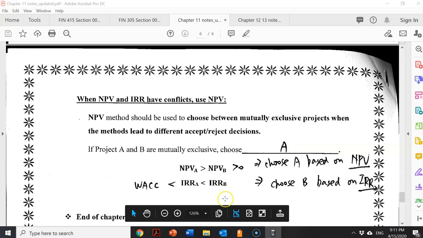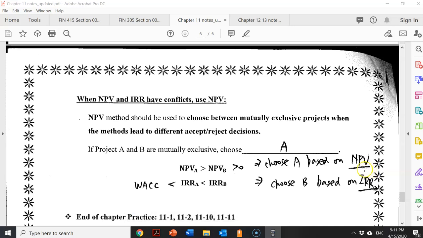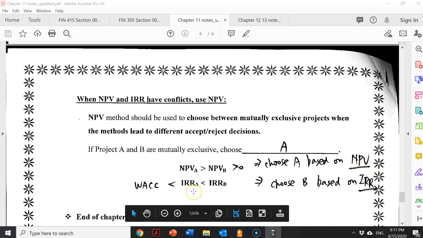If we know all of the information here, we would go with the choice we made based on NPV because we think NPV is a better measure than IRR. Okay, we would choose A.